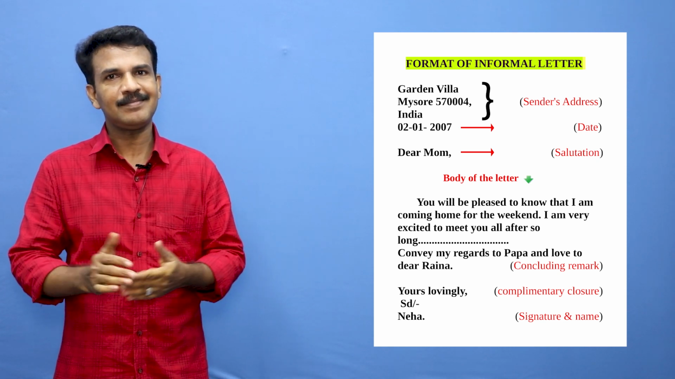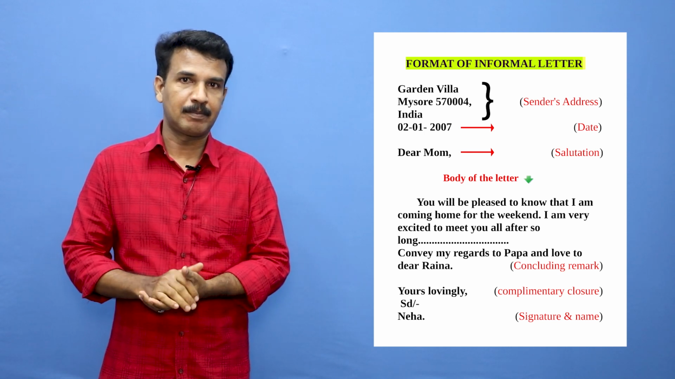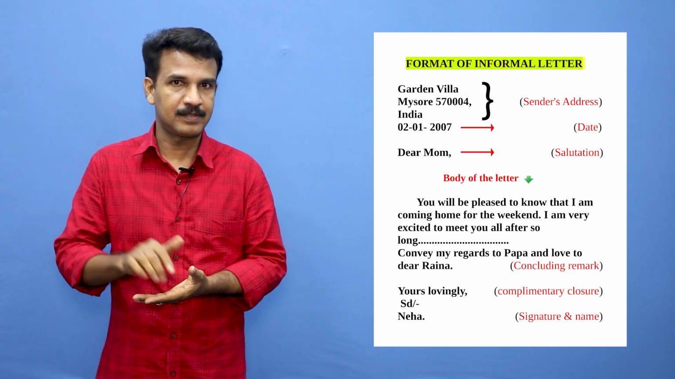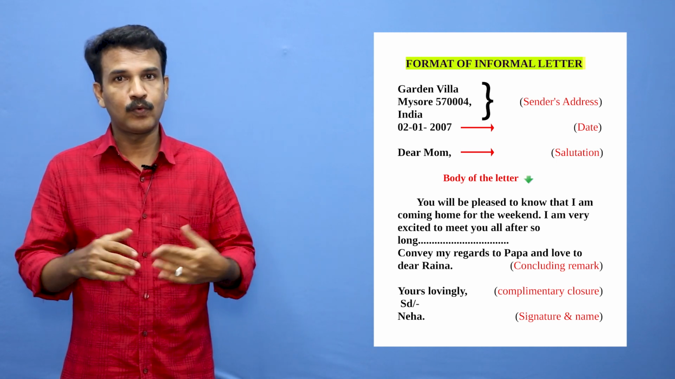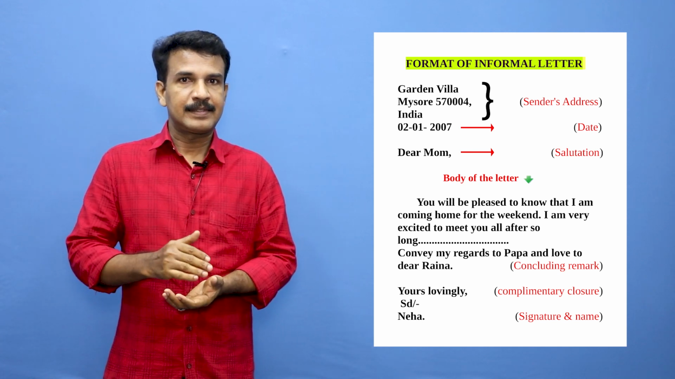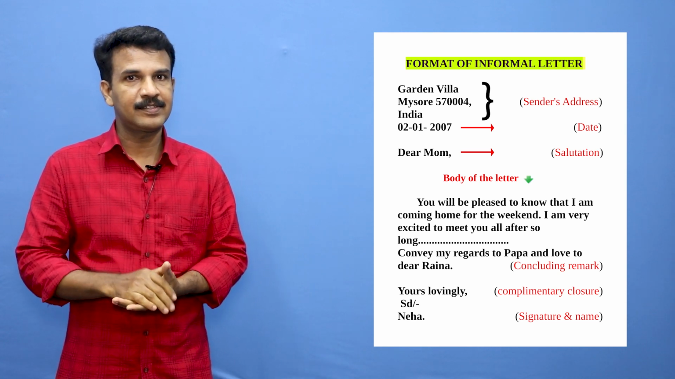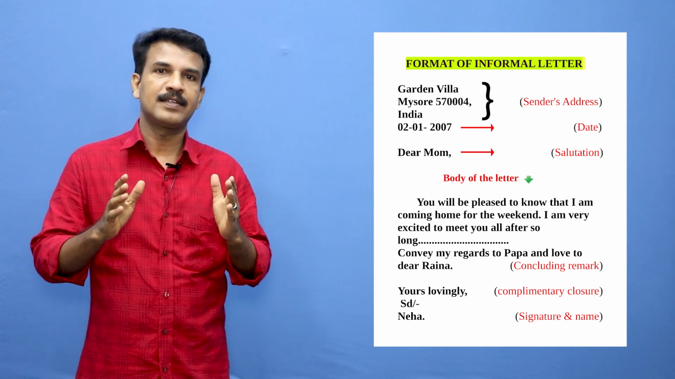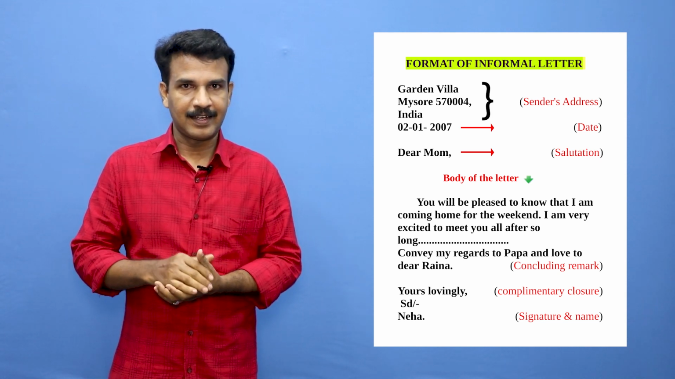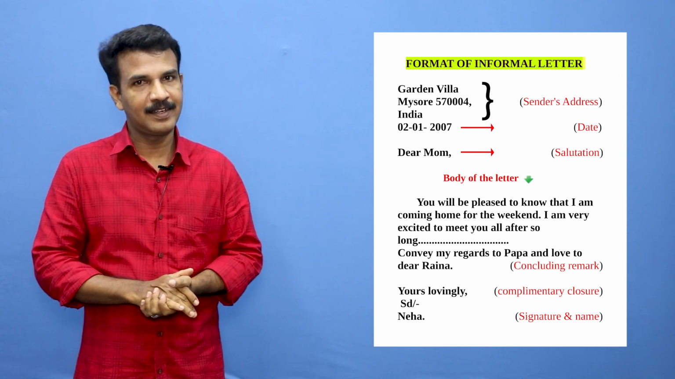Okay. Then comes yours lovingly. It is the complimentary closure. Yours lovingly or with love, we can say in any way. Then signature and name. This is the structure of a personal letter. I hope that the structure is very clear to you, right?